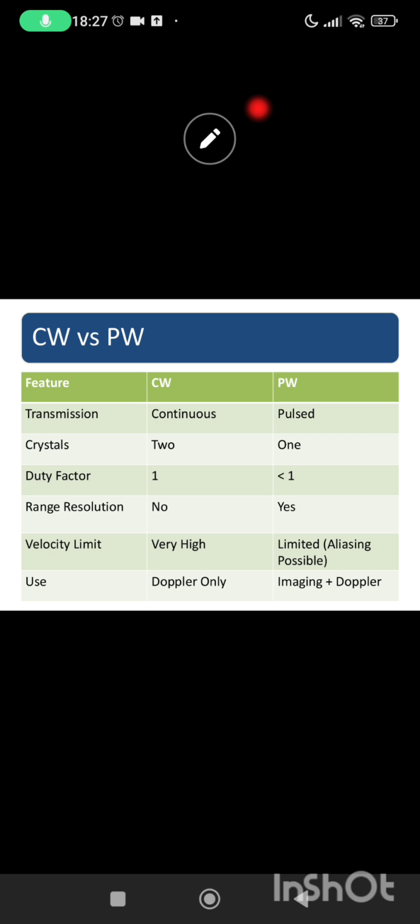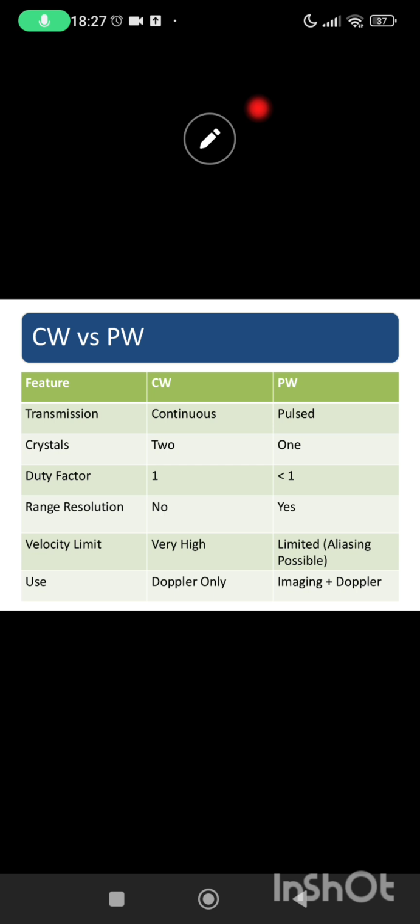Now here's a comparison between CW versus PW. Tesween, please repeat it. All right. Transmission for CW is continuous. It has two crystals, a receiving and a transmitting crystal. The duty factor is 1 because it's always on.